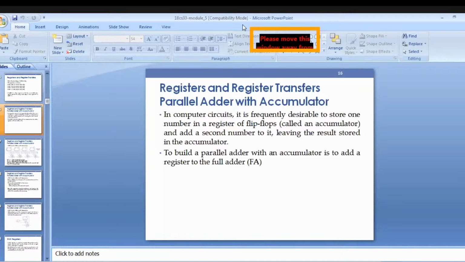What is the standard value of accumulator?